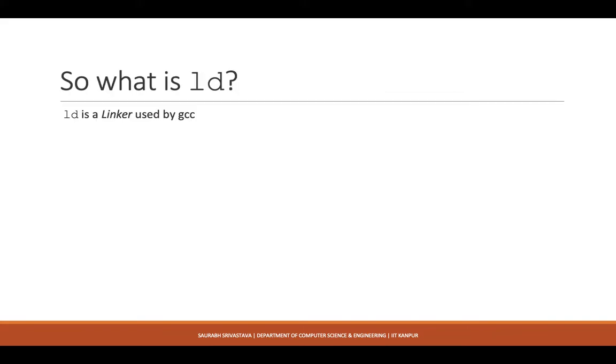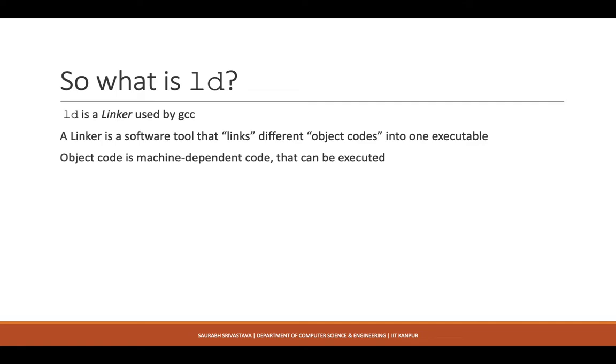Anyhow, what exactly was that ld? ld is actually a linker. A linker is something that GCC uses in order to link different object codes into one executable. So what exactly is object code? Object code is basically machine dependent code that can be executed.